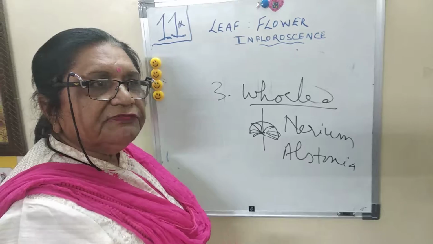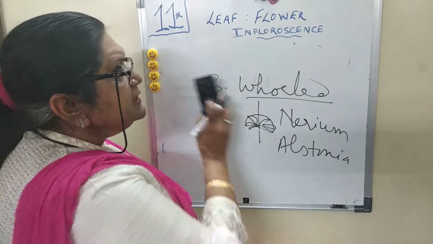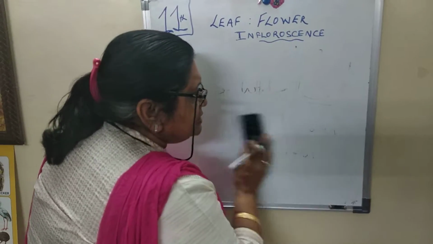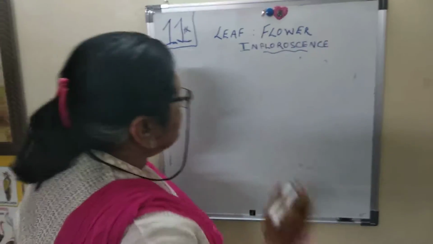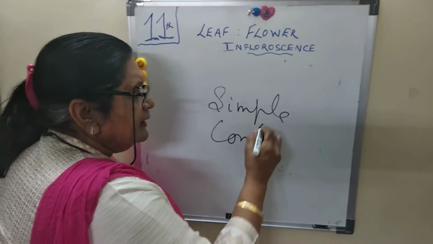Similarly, venation is of 2 types, the arrangement of veins. One is reticulate, second is parallel. So that means that is arrangement. Another now comes types of leaf: simple and compound.